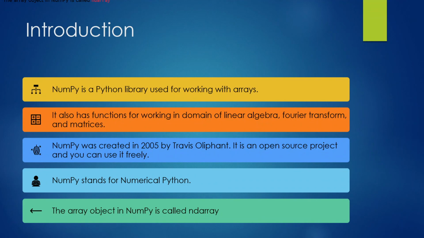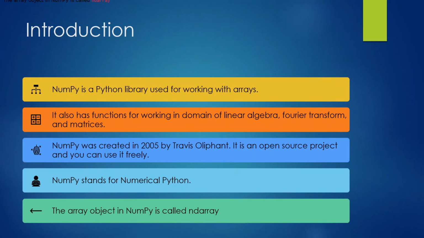If we talk about the history of NumPy, it was created in 2005 by Travis Oliphant, and it is an open source project, so if you want to contribute to it, you can. If you want to use it freely, there is no restriction. NumPy is a short form for numerical Python, which is pretty much given from the name, and that is also the reason why NumPy is mostly used in the field of data science and data analytics, because it involves a lot of numerical operations.